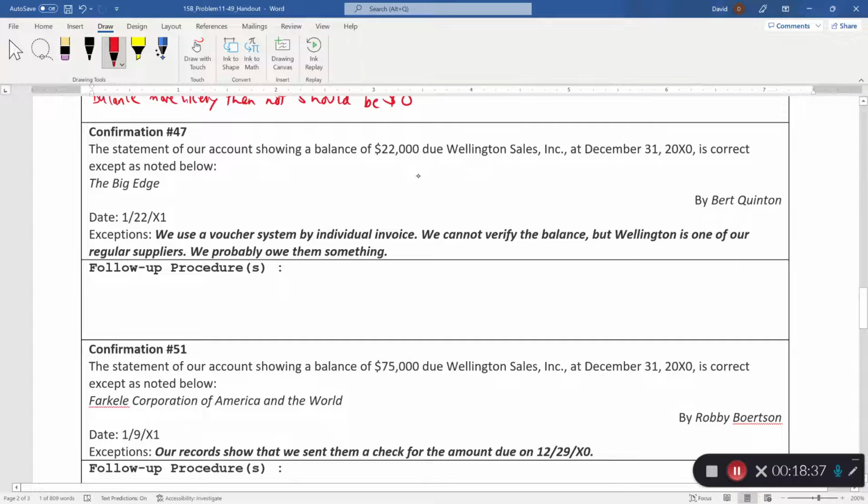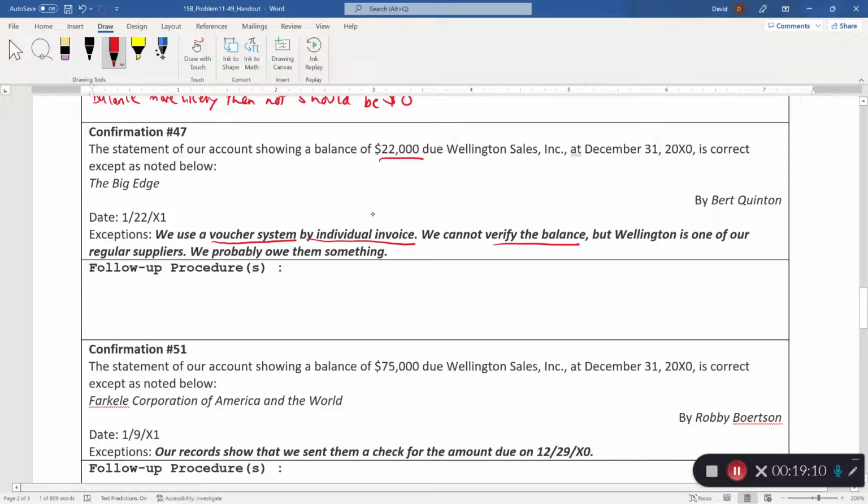So the next confirmation from another client, they're saying there's $22,000 on the account. Again, they're saying, here are the exceptions. They're saying we use a voucher system. That's by individual invoice. We can't verify the balance, but Wellington's probably one of our regular suppliers, so we owe them something. It's not really great record keeping there. And so what can we do?